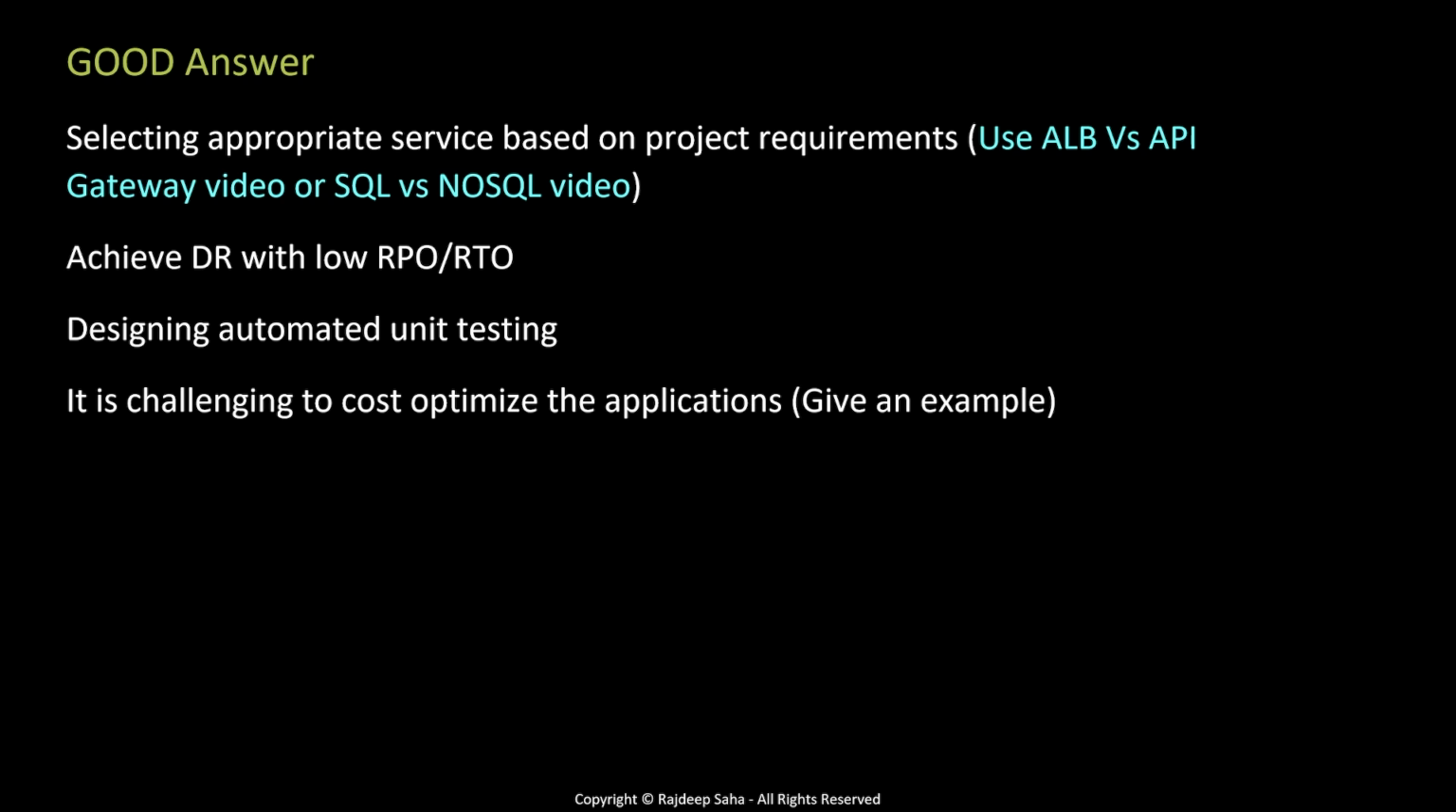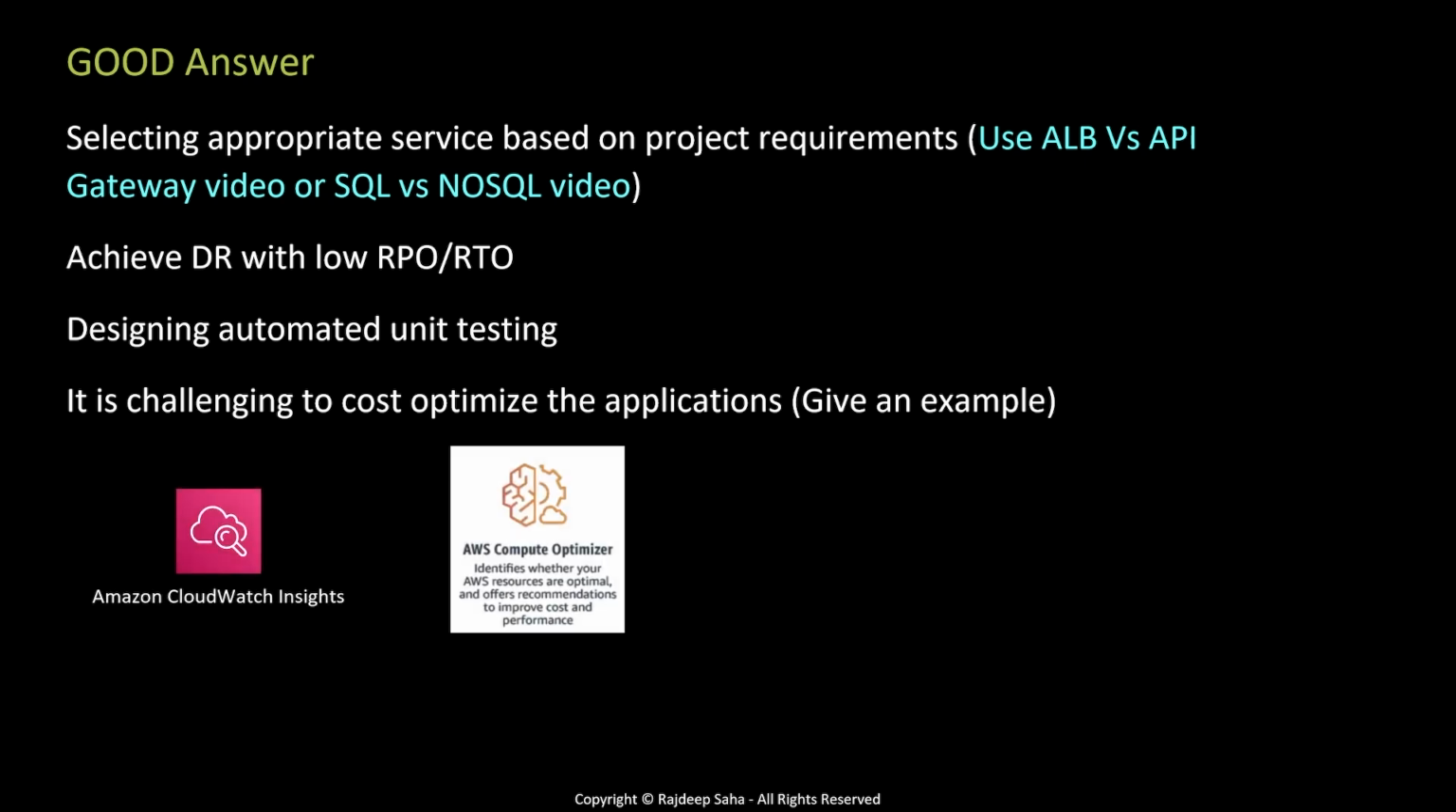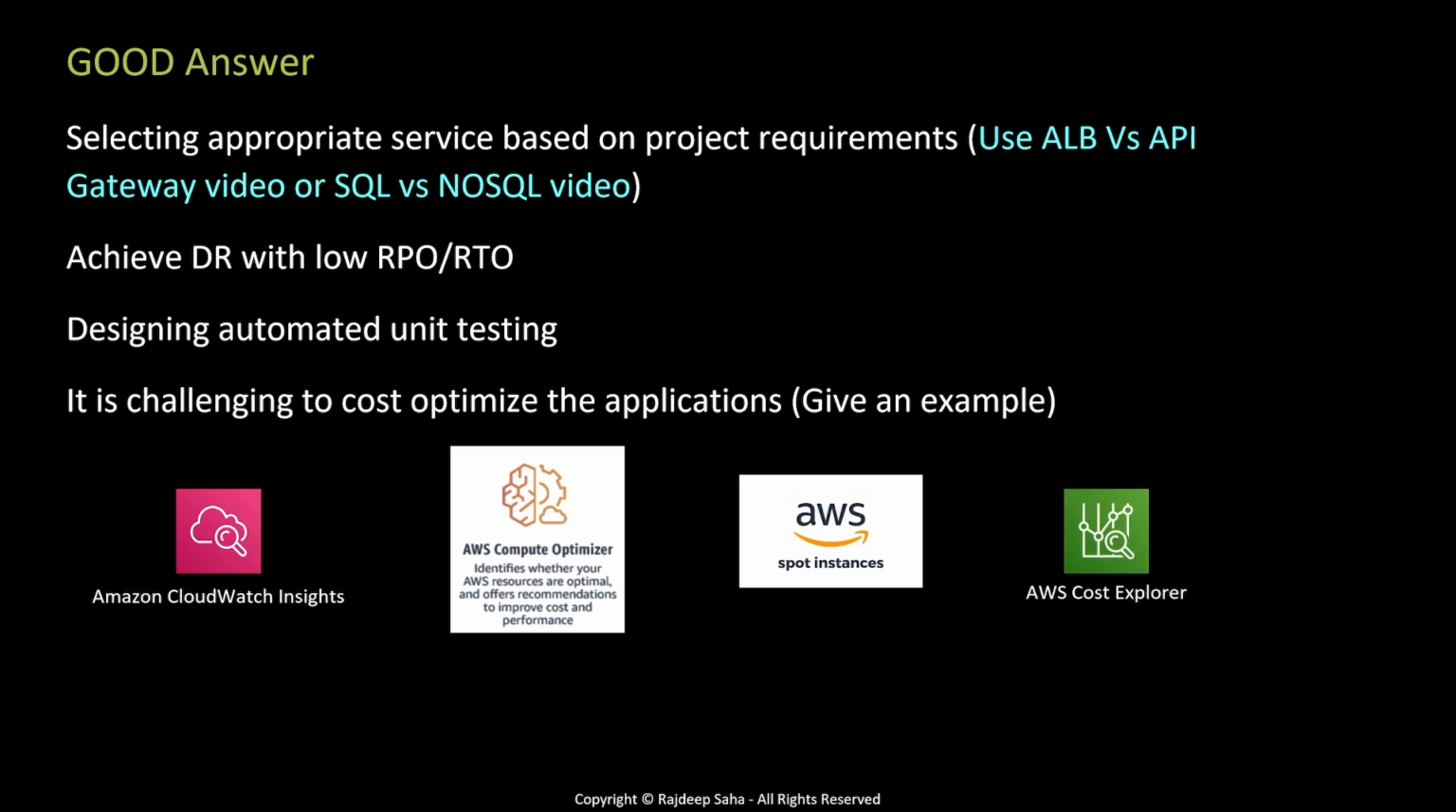I was a developer once. I did not care about cost when I was coding or provisioning EC2. But with this, give an actual example. Say that my project spun up big EC2s, so we had cost challenges that we were spending a lot. So we used a couple of services such as Amazon CloudWatch Insights and AWS Compute Optimizer to suggest the appropriate instance type. You also used AWS Spot instances for testing. And you also use AWS Cost Explorer reports to analyze your cost report for different workloads, different teams, etc.